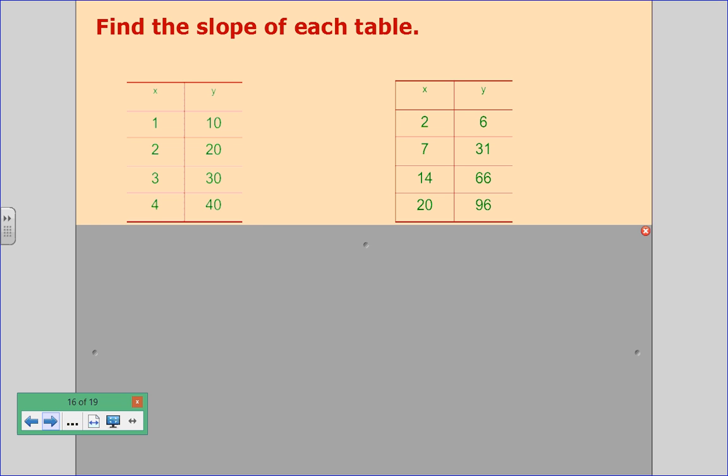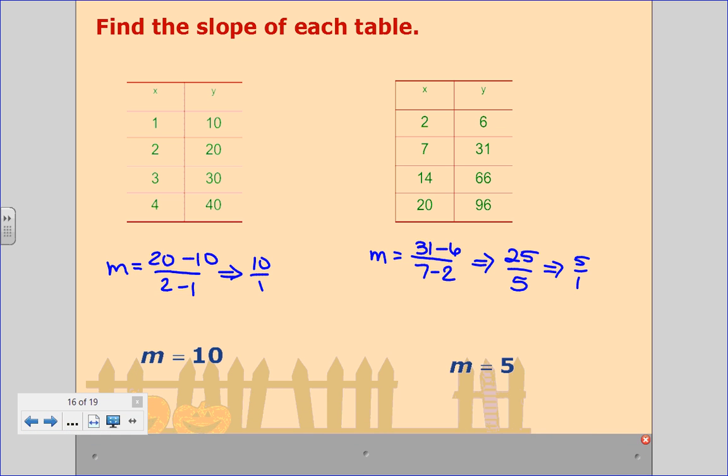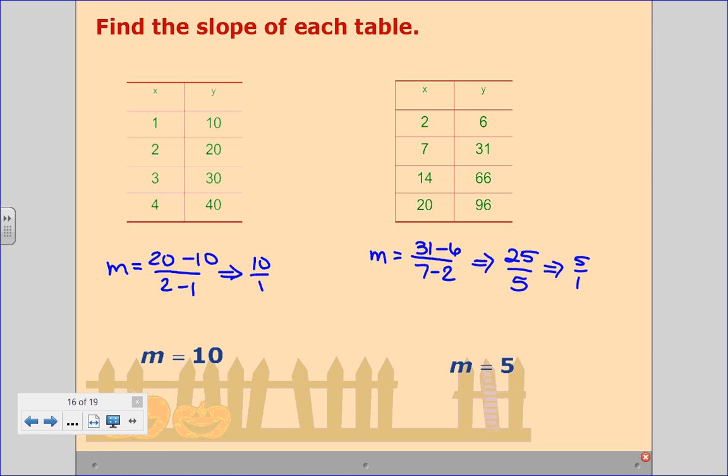2 more for you to try finding the slope of, and then we'll check together. So click pause and find these out. Okay, so let's check what you found as the slopes for these tables. Take a quick look there.